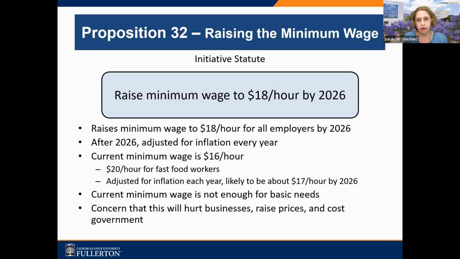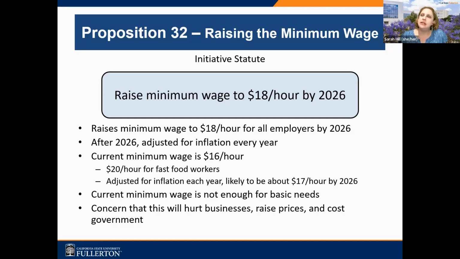So it could continue to go up every year, just depending on what inflation is. The current minimum wage in California is $16 an hour. It's $20 an hour for fast food workers. And the current minimum wage is adjusted every year for inflation. So by 2026, we expect it to be about $17. So, just in terms of 2026, this would raise it to $18 instead of $17, which is about where we expect it to be.